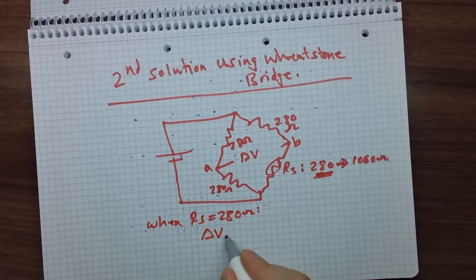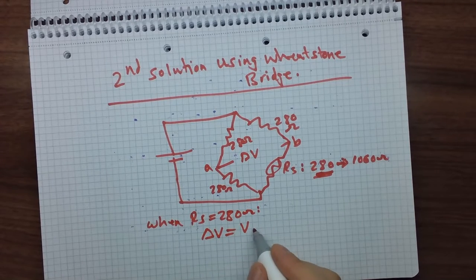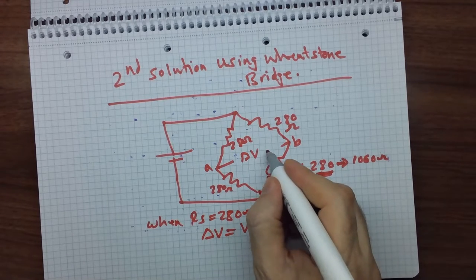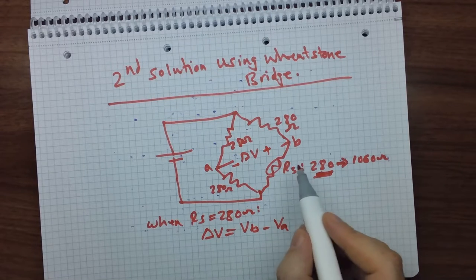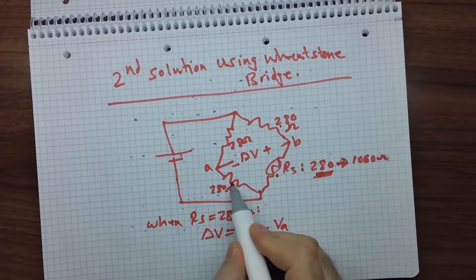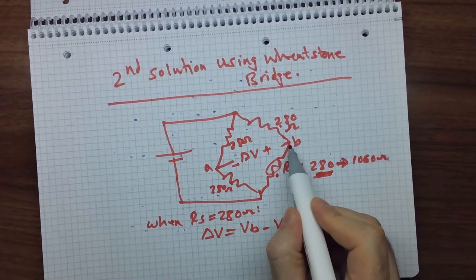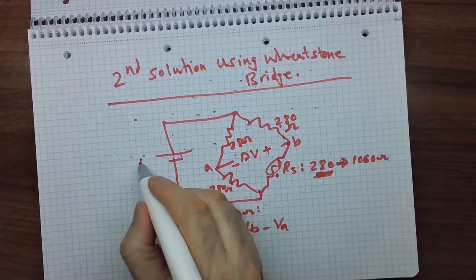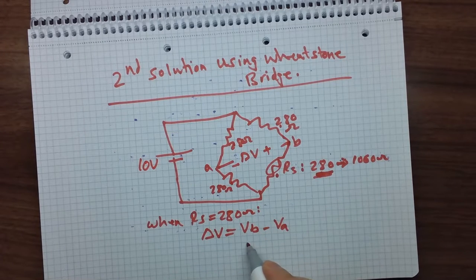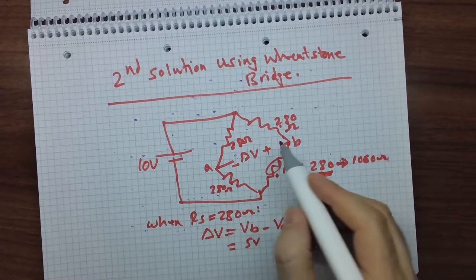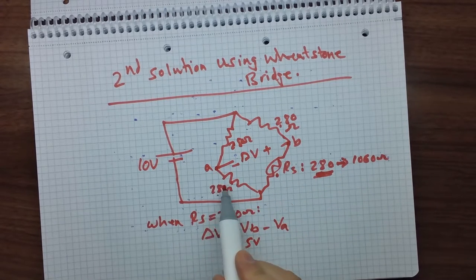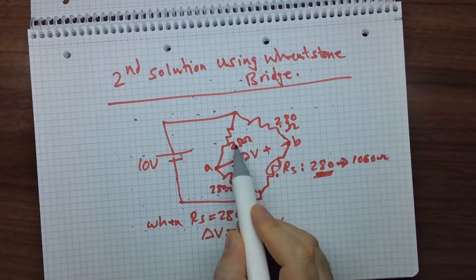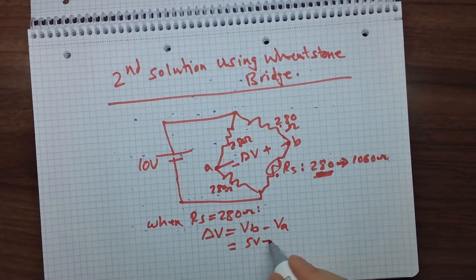Delta V is equal to VB minus VA. This is positive and this is negative. In this case, this is 280, 280, 280, 280, voltage divider rule. Say that this is 10 volt. The voltage here is 5 volt, because it will be divided equally between two resistors, and the voltage here is also 5 volt, because it will be divided again equally between these two equal resistors. So 5 volt minus 5 volt, and this is equal to 0.